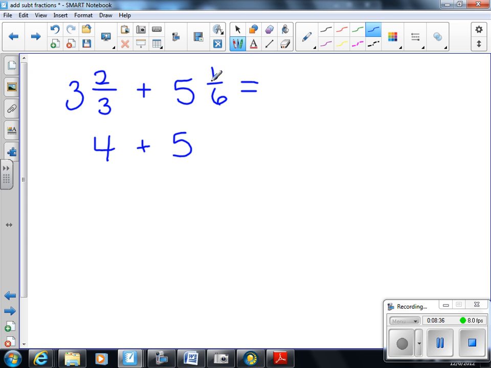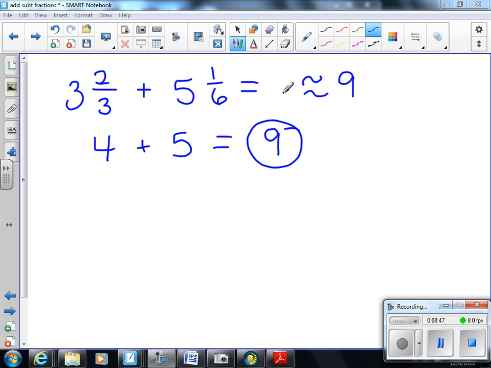Half of 6 is 3. Well, we're going to stay at 5. So 4 plus 5 is 9. So this is approximately 9. The squiggly equal sign means about or approximately. It's about.